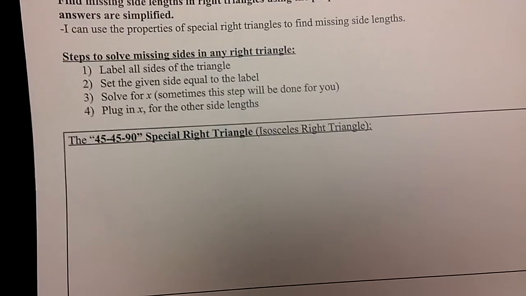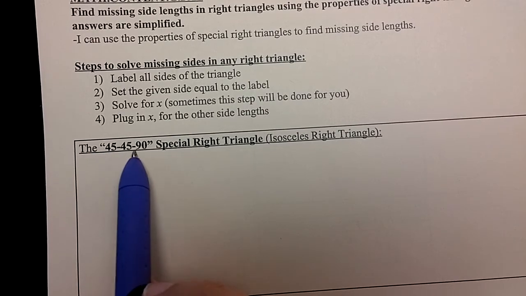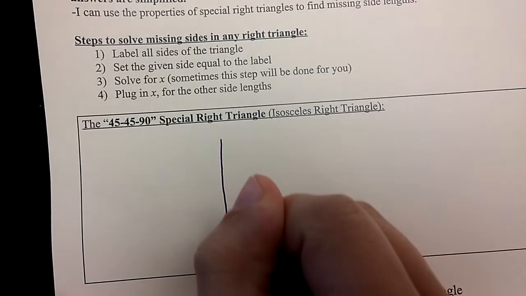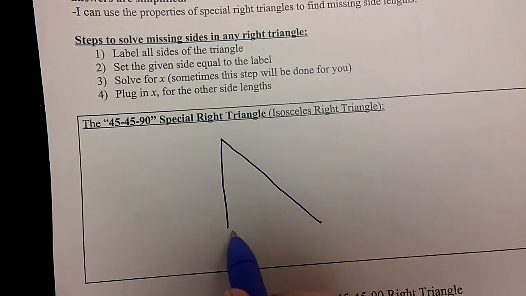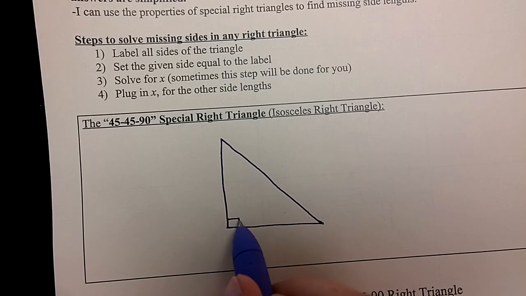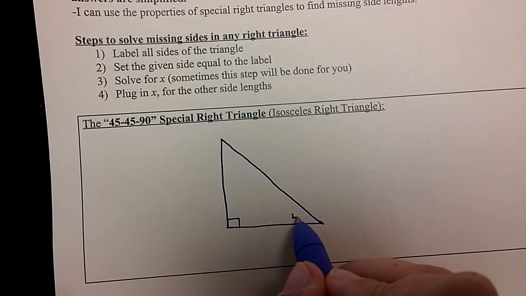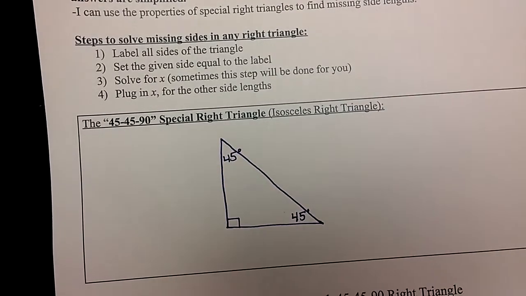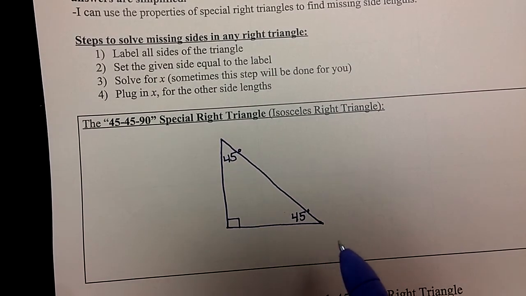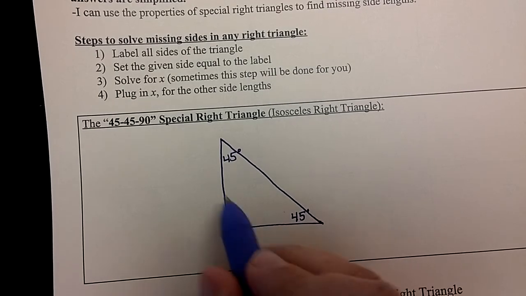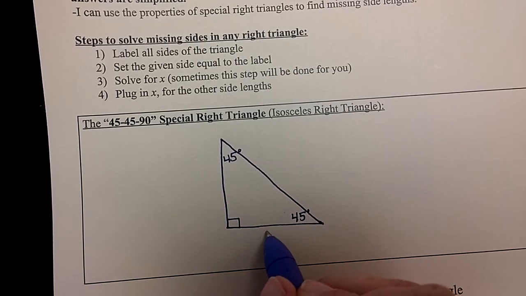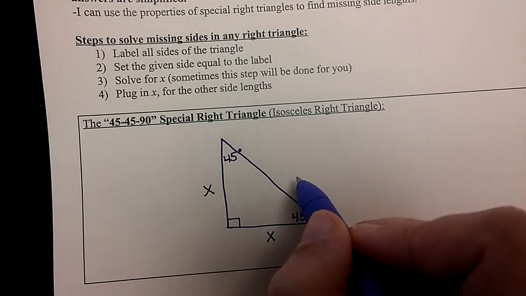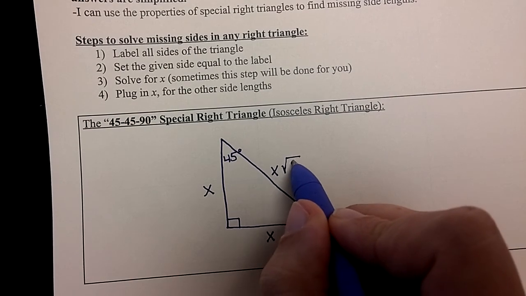So the first special triangle that we're going to look at is called the 45, 45, 90 triangle. It's an isosceles right triangle. What that looks like is we have a right triangle, so it has a right angle. The other two angles are 45 degrees, hence the name 45, 45, 90. And here's how we're going to label our sides. The legs, the sides attached to the right angle, are x. The hypotenuse, across from the right angle, is x multiplied by root 2.